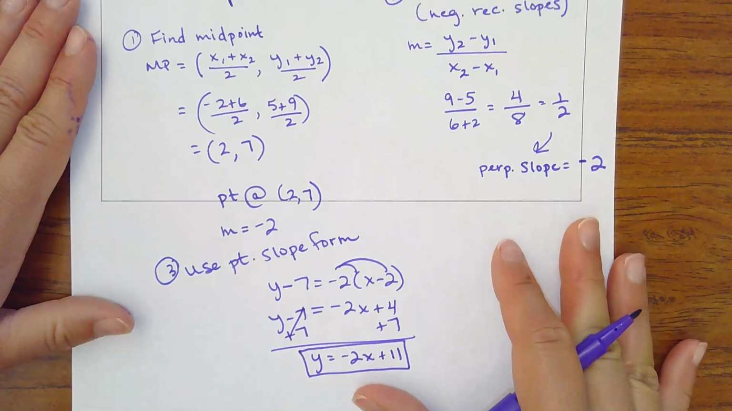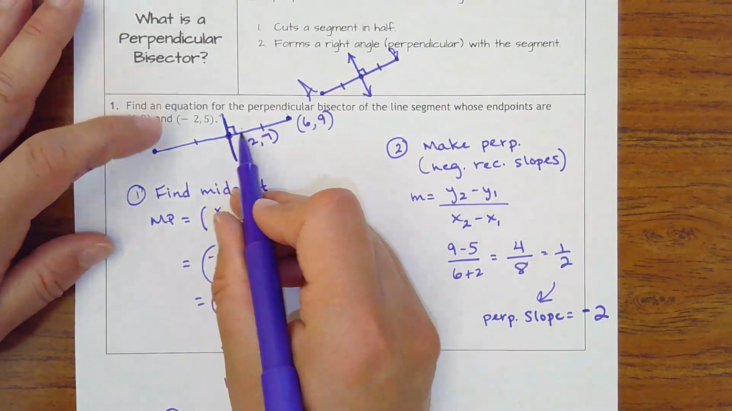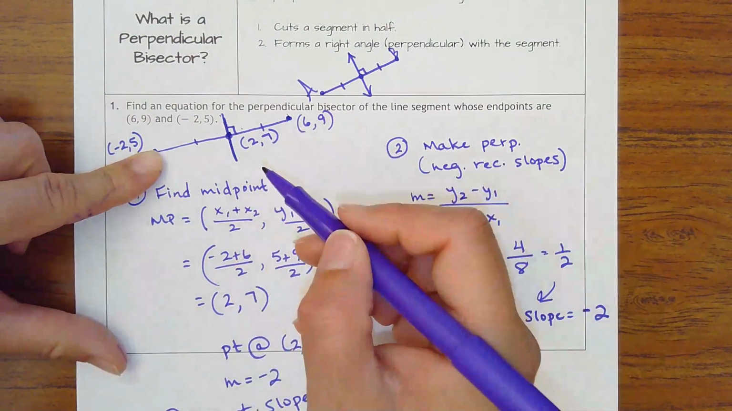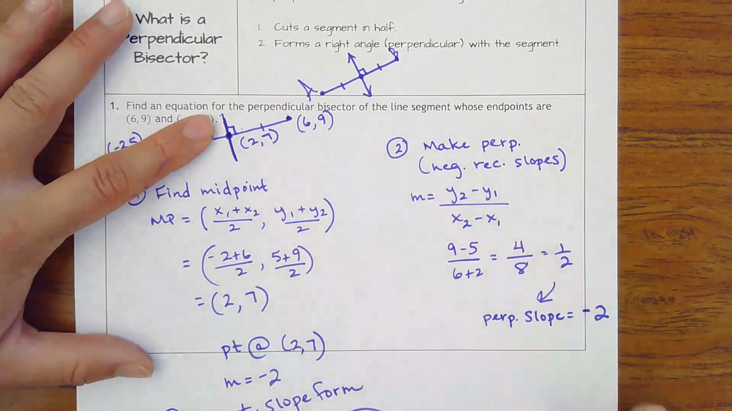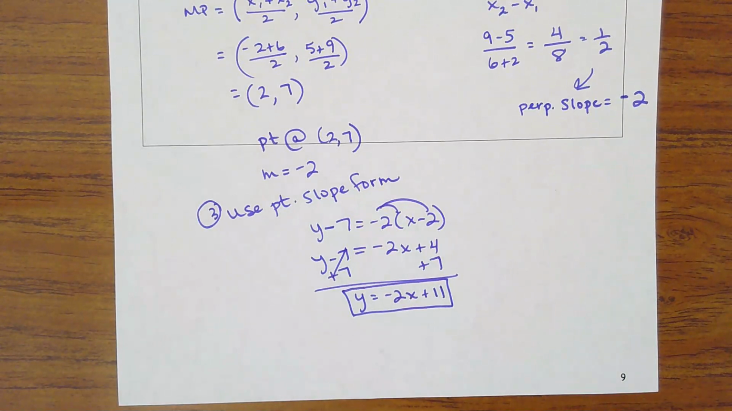Okay, so a couple steps to follow. Remember, you've got to find the middle. You've got to find the slope. And then use the midpoint and the negative reciprocal slope to just plug in point slope form and simplify. Several steps, so make sure you take your time and show all your work.